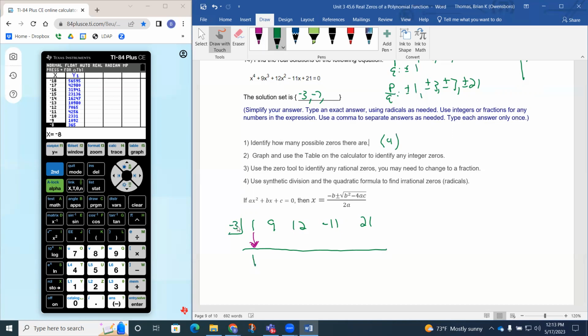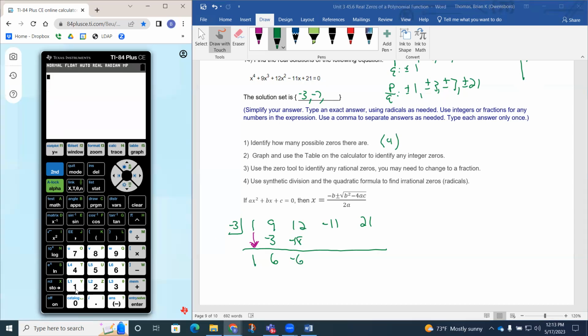So 1 comes down. -3 times 1 is -3. And then we add 9 plus -3, which is 6. -3 times 6 is -18. 12 plus -18 would be -6. We'll double check that one. 12 plus -18 is -6. -3 times -6 is +18.